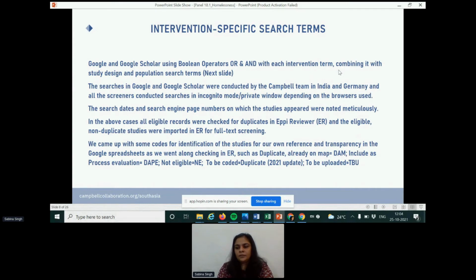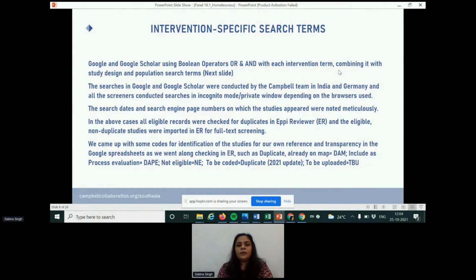As some of you might be aware, the location of the searches also has an impact on what kind of results we are getting, because each user profile gets customized results. So we tried using incognito mode, private window mode, for every search that we did in the search engine. And search dates and search engine page numbers were noted meticulously.